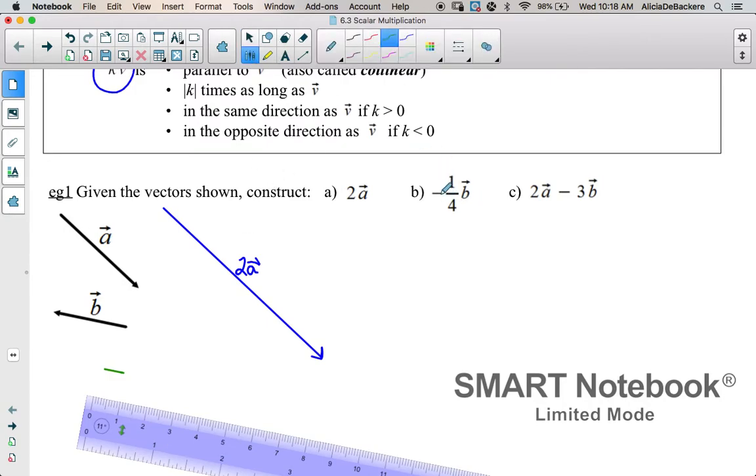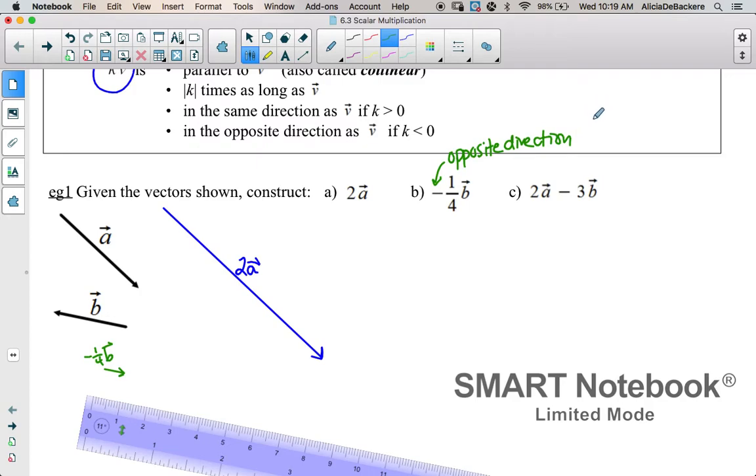Now this example has a negative in front, which tells me that I need to go in the opposite direction. So the old vector pointed up to the left, and now I'm going to go slightly down to the right. And this is my -1/4 of vector B.